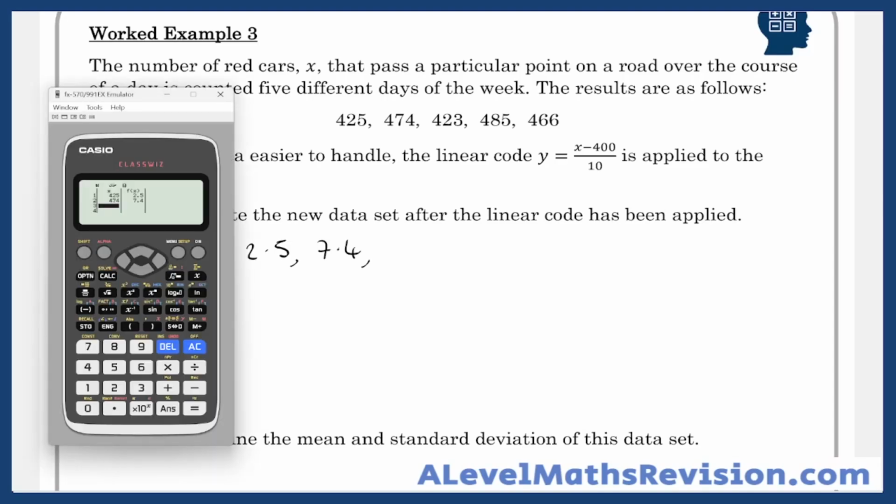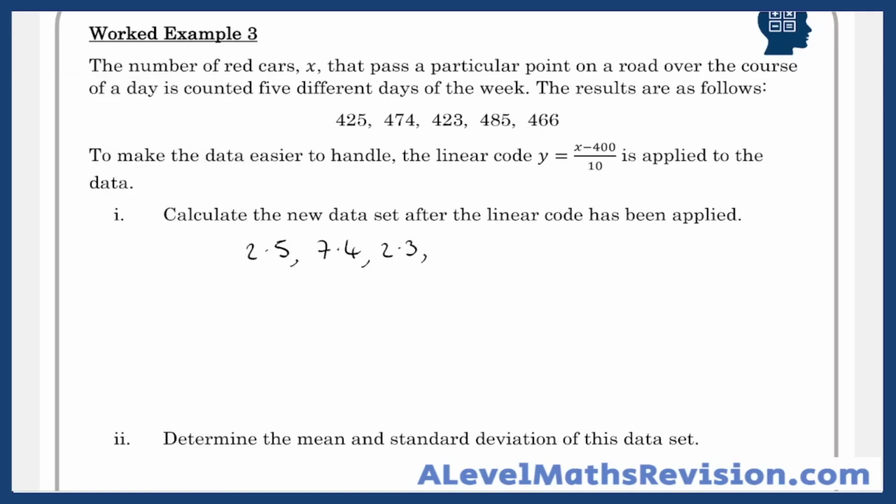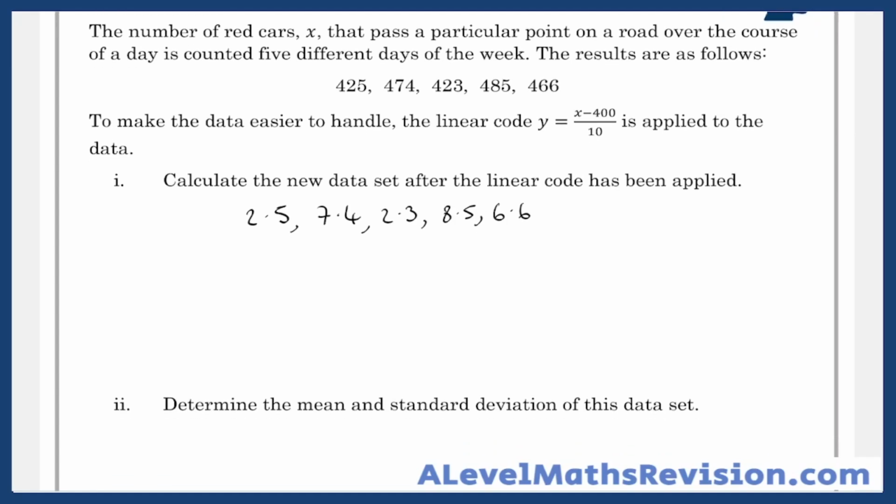And if we keep going like that, 423, there it is there. 485 and 466, like that. We see all the data. So 2.3, 8.5, 6.6. And there's the new data set after the code has been applied.